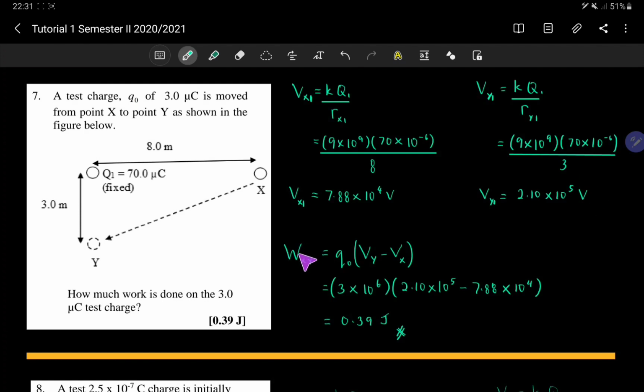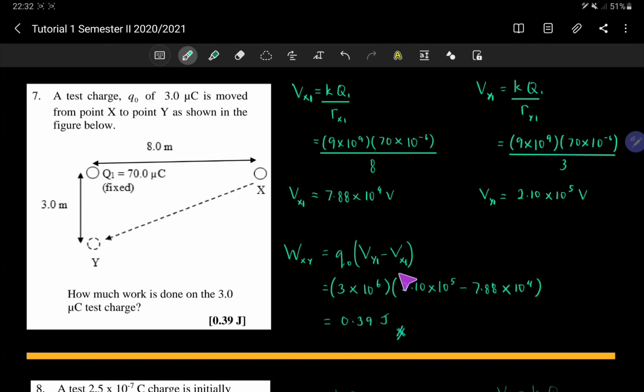Now from the equation of work done from X to Y: work done from X to Y equals the test charge, which is moving from X to Y, Q naught, multiplied by V final minus V initial. V final is V on Y by Q1 from before, minus V initial, which is V on X by Q1. So V Y1 calculated before is 2.1 × 10^5, substituted here, and V X1 equals 7.88 × 10^4, substituted here. Then you will get the answer, which is 0.39 joule.